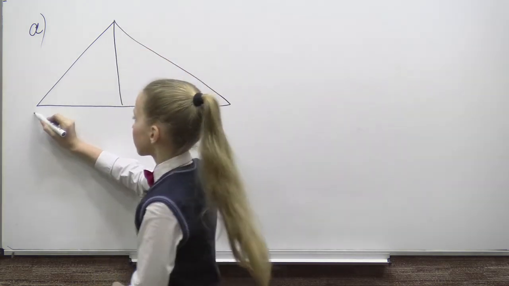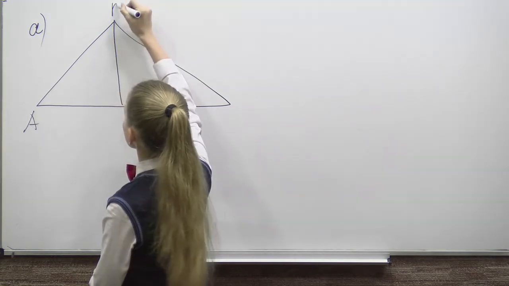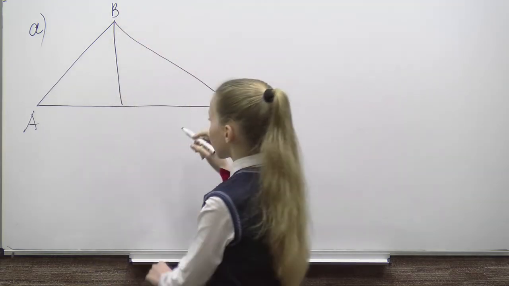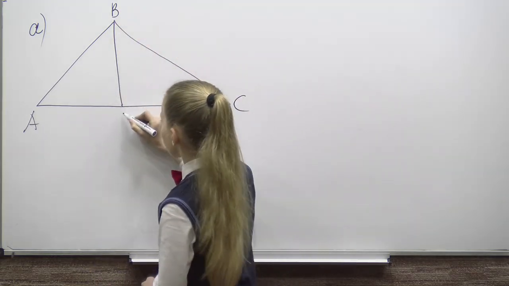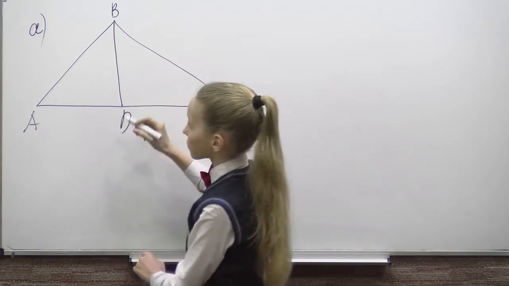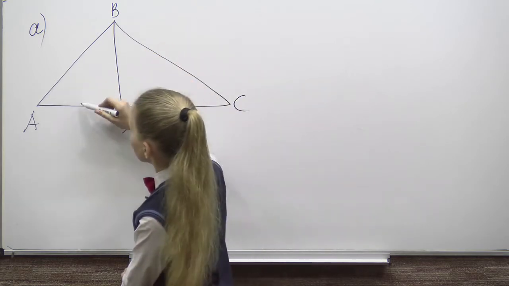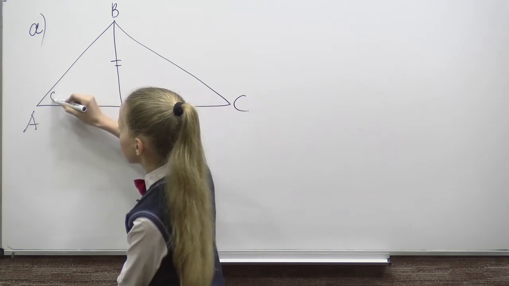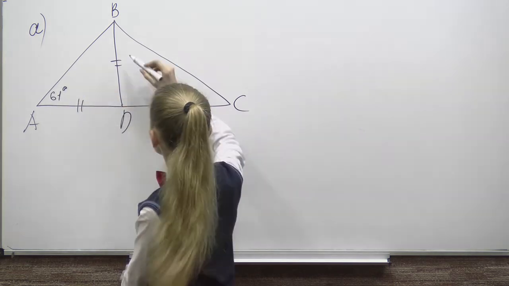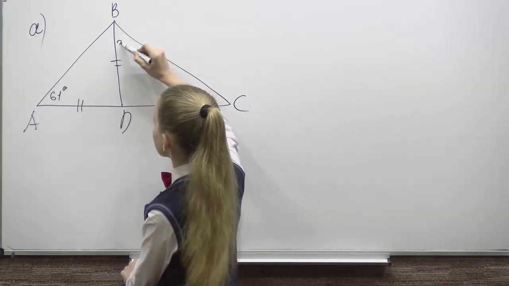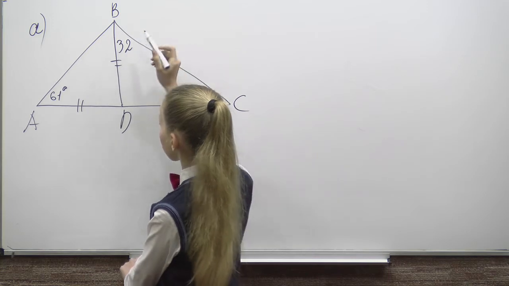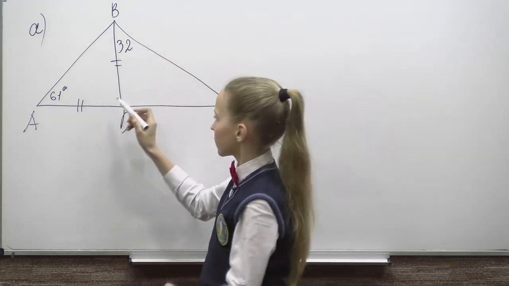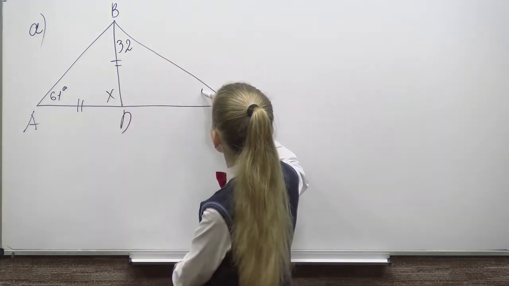We have triangle ABC, and this is point D. We know that these two sides are equal. This angle equals 61 degrees, and this 32. I must find x and y.